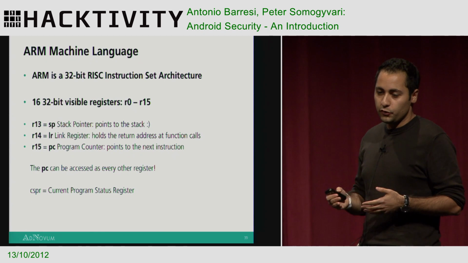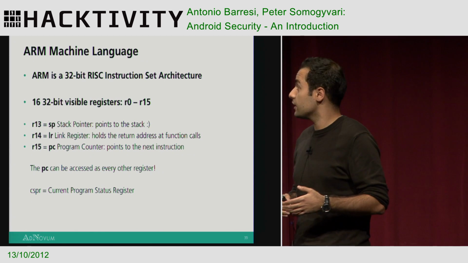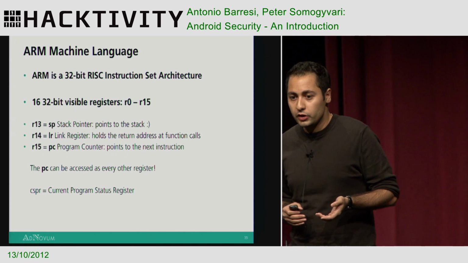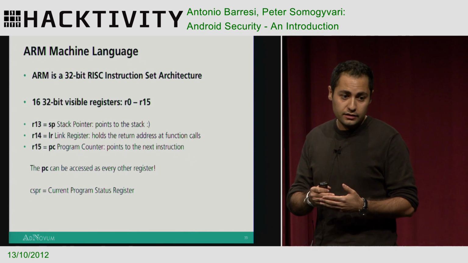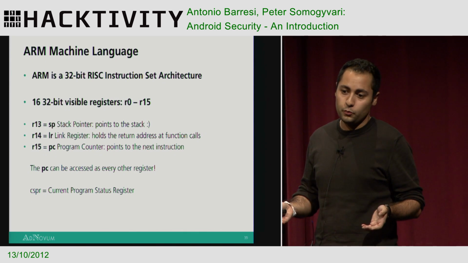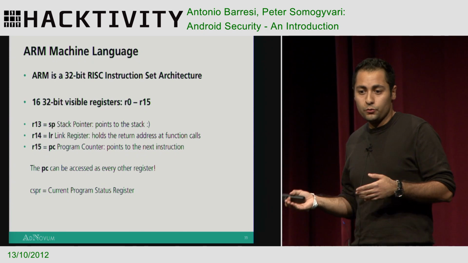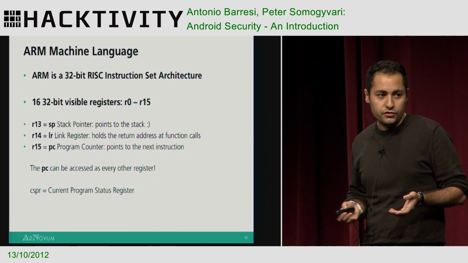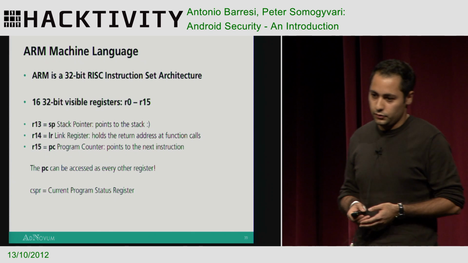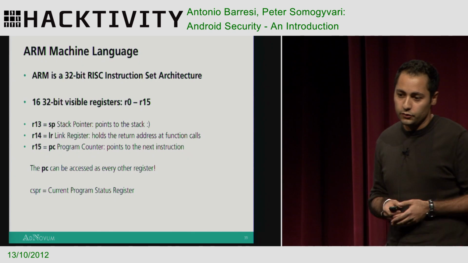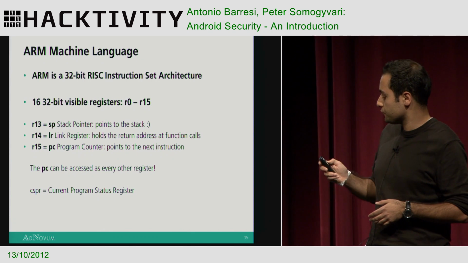So that's a little bit different than Intel, where you push it on the stack. And the PC, the program counter, is basically the address that gets executed next. That's the instruction pointer in Intel. And the cool thing about ARM is you can read and write PC like any other register. That's different in Intel, right? You can't just put some value into the instruction pointer.